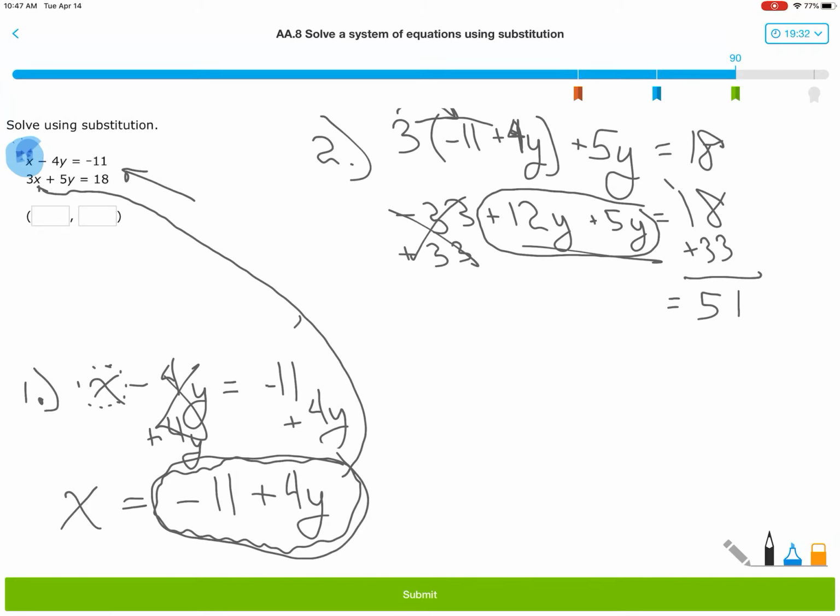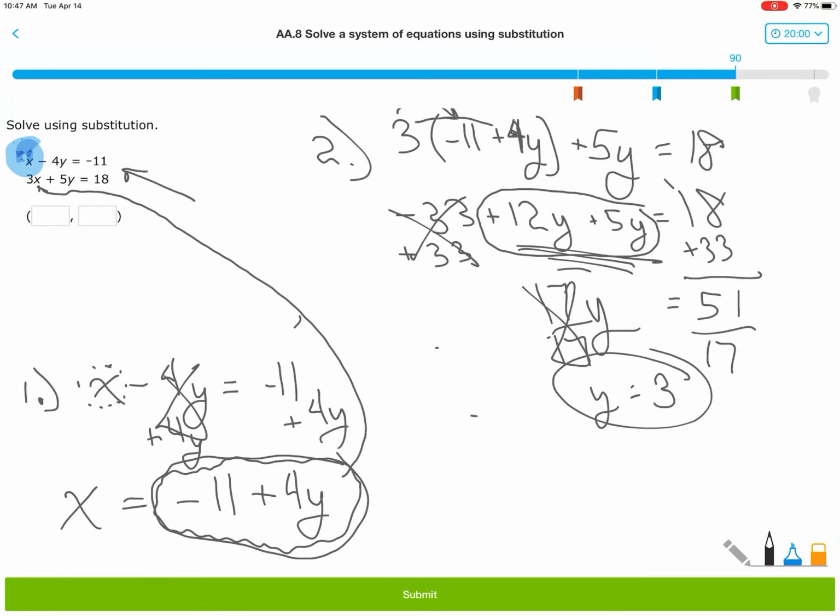equals, and like I said, I'm going to do two things. I'm going to put those two together. They're on the same side, they have the same variable. 12y and 5y leave me with 17y. My last step is to solve for y. And when I do 51 divided by 17 to get the y by itself, I get 3. So that is my answer for step 2.